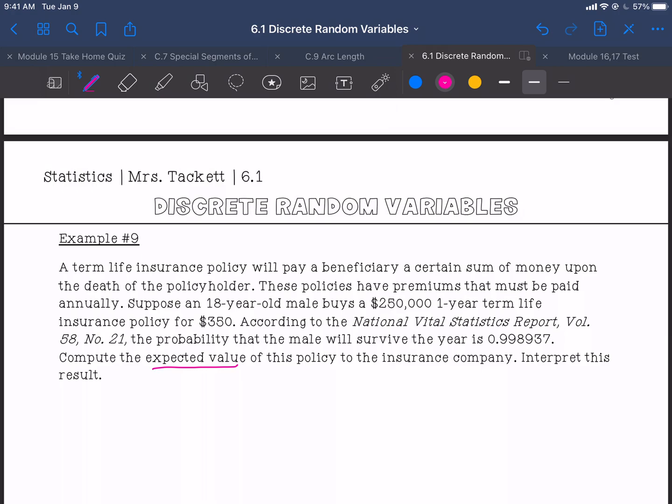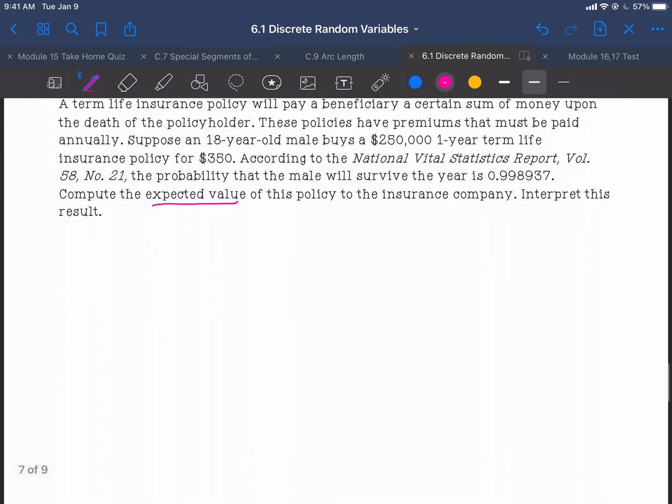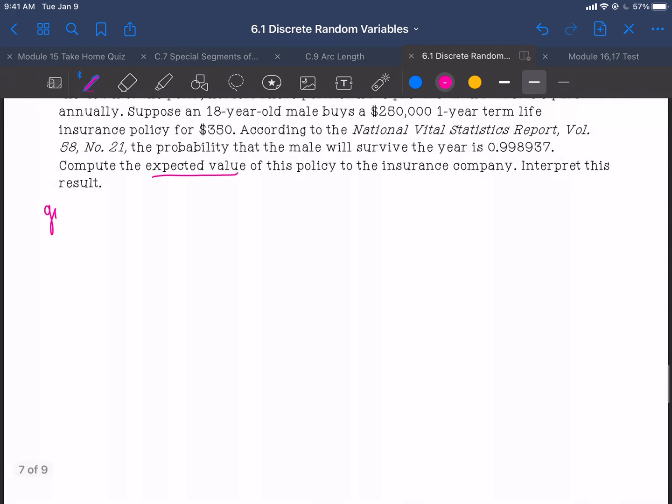So they could profit or they could lose money. Interpret this result. Okay, let's talk about our goal, which is to find the expected value of x, which would really be the mean of the random variable, which is the sum of x times p of x. So we need to get the probability distribution table so that we can use those values. So if you think about this, there's two possible outcomes.